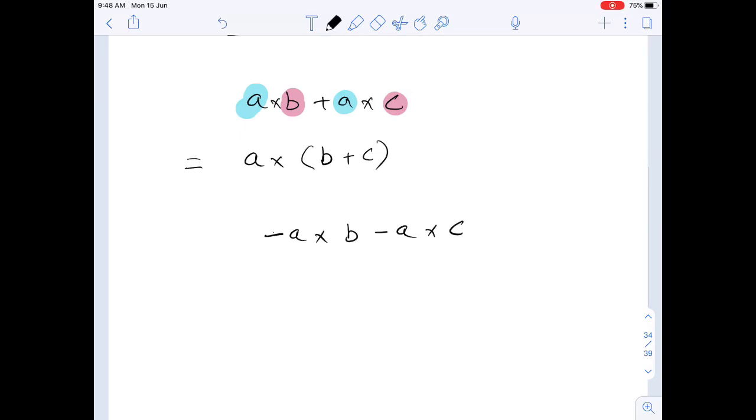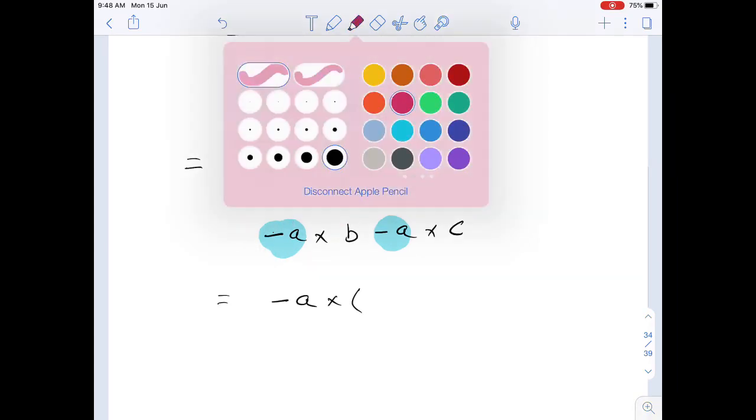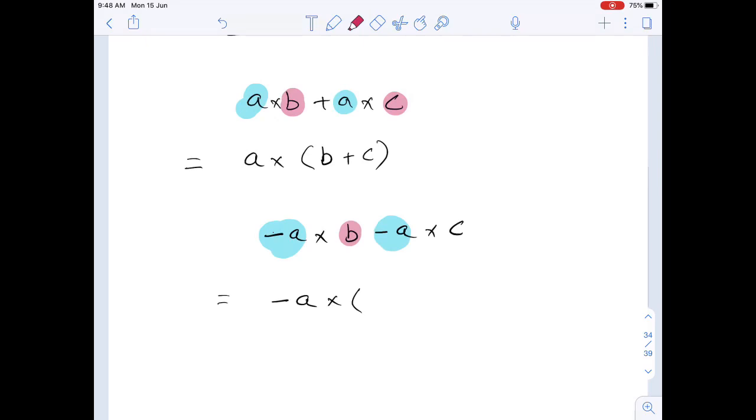Okay, so now in this condition, what is common? What can be seen common? So minus a is present here also, minus a is present here also. So what we will remove out of the bracket is minus a multiplied by. Now from this one, if we remove minus a, what is remaining? That is b. Okay, so this is our inside the bracket term.